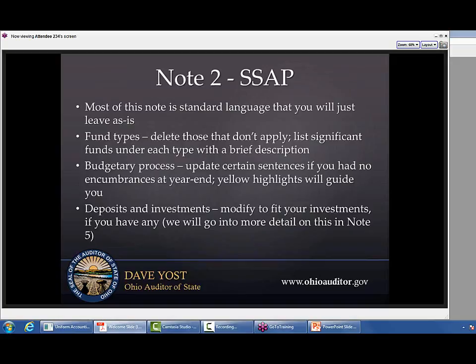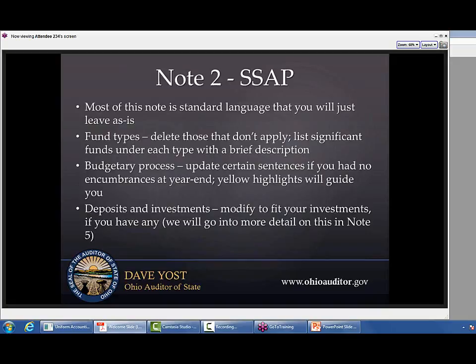Note 2, most of this note is standard language. You will just leave as is. Again, if it applies to you, leave it in. If it doesn't apply to you, take it out. I know I sound like a broken record, but again, we're just trying to reinforce you don't have to worry about it if something doesn't apply. Just make sure that what does apply to you, you have in there.